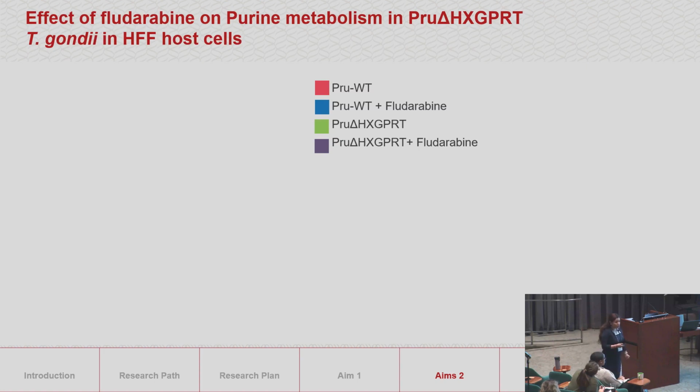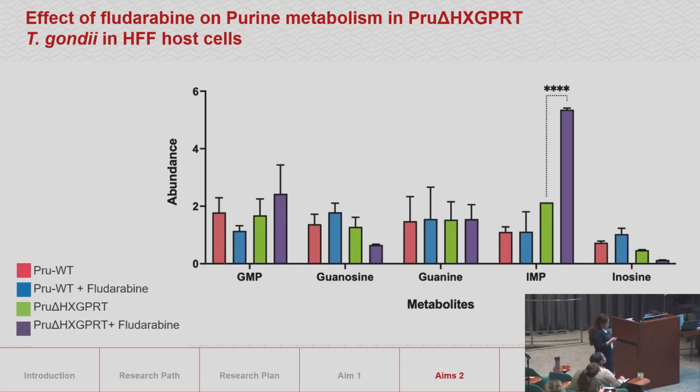Then I ran metabolomics in these 4 different conditions, in the presence of fludarabine and without fludarabine. And what we found, I will focus here on the purple condition, is that the substrates, GMP and IMP, were high in abundance, and the guanosine and the inosine, which are the products of this reaction, were downregulated.